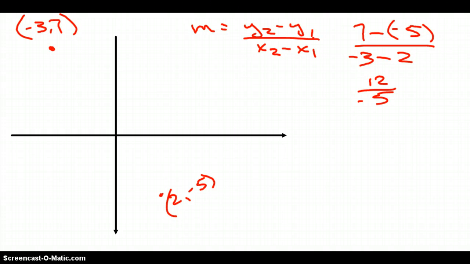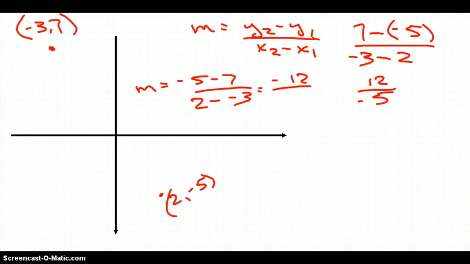Okay, let's try it the other way. So instead of the 7 and the -3 being my x2 and y2, let's make these the ones. So my y2 is -5 minus 7 over 2 minus negative 3. So I get negative 12 over 5. Are they the same? Yes. One's a negative 12 over 5, one's a 12 over negative 5. Are they the same? Yes, the fraction is 12 over 5. So the slope is the same.